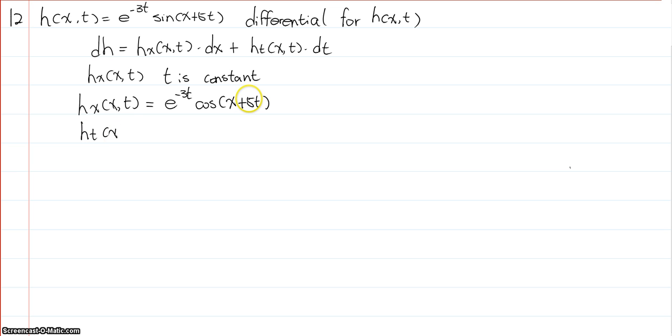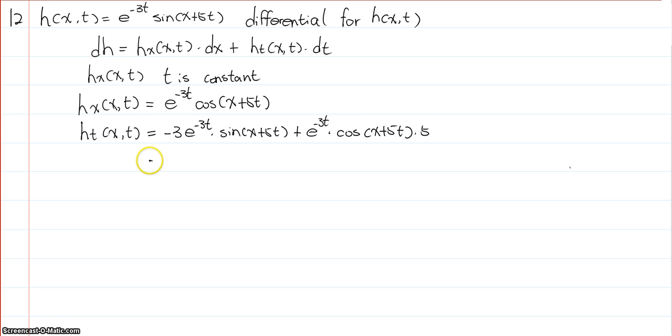h_t of x, t is relatively more complicated, but it's not that complicated. You have to use the product rule, because it's two functions of t. So say the derivative of the first one, which is negative 3 e to the negative 3t, times sine of x plus 5t, plus the first one times the derivative of the second one, which is e to the negative 3t times, since x is a constant, you don't need anything but 5t, cosine of x plus 5t. According to the chain rule, you need times 5 because t is a variable in this case.